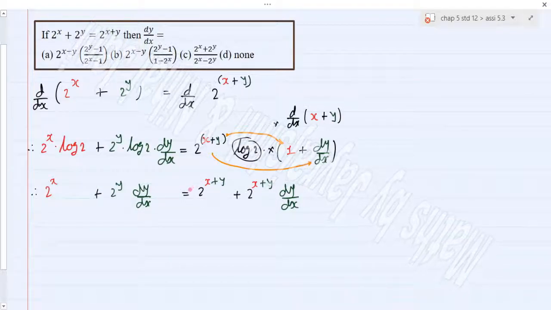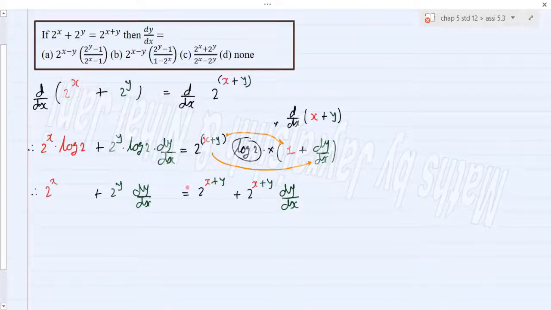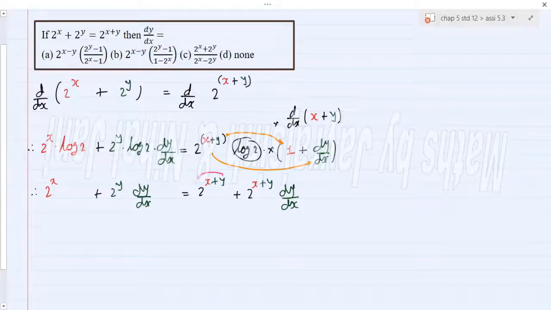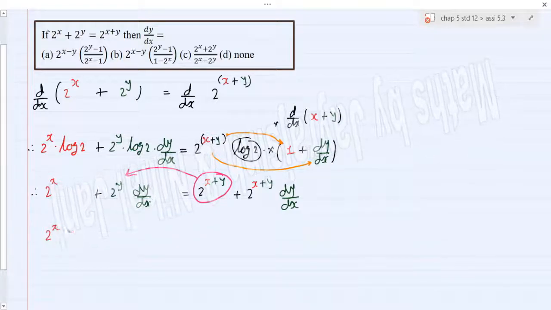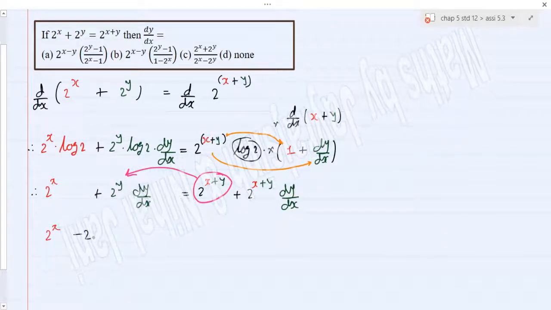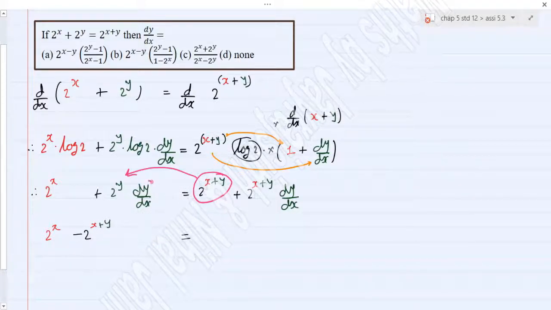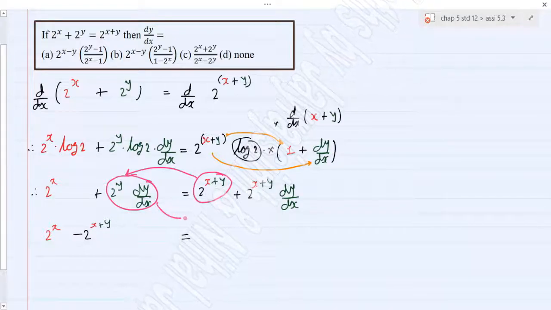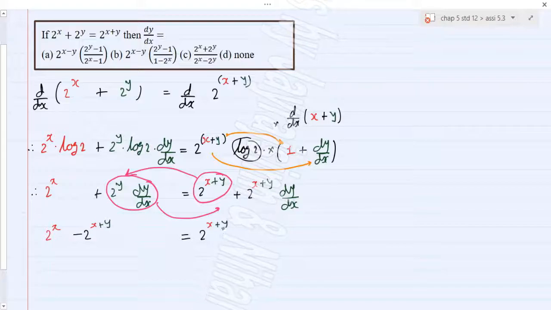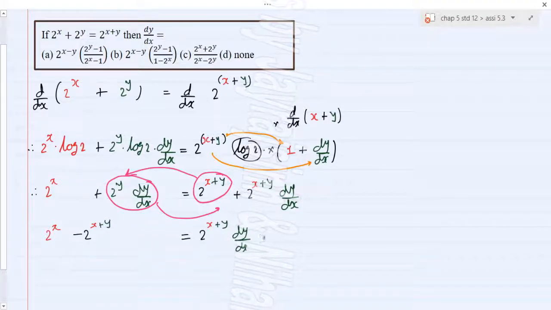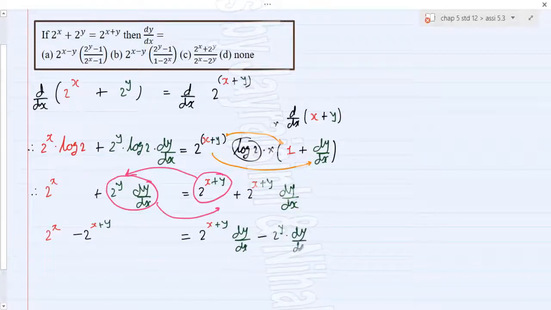Collect all the terms of dy by dx on the right side and rest of the terms on left side. So let's get this 2 raised to x on the left side. This 2 raised to x will be as it is. We get minus 2 raised to x plus y is equal to, now it's time to take 2 raised to y dy by dx on the right side. So we get 2 raised to x plus y dy by dx as it is minus 2 raised to y dy by dx.